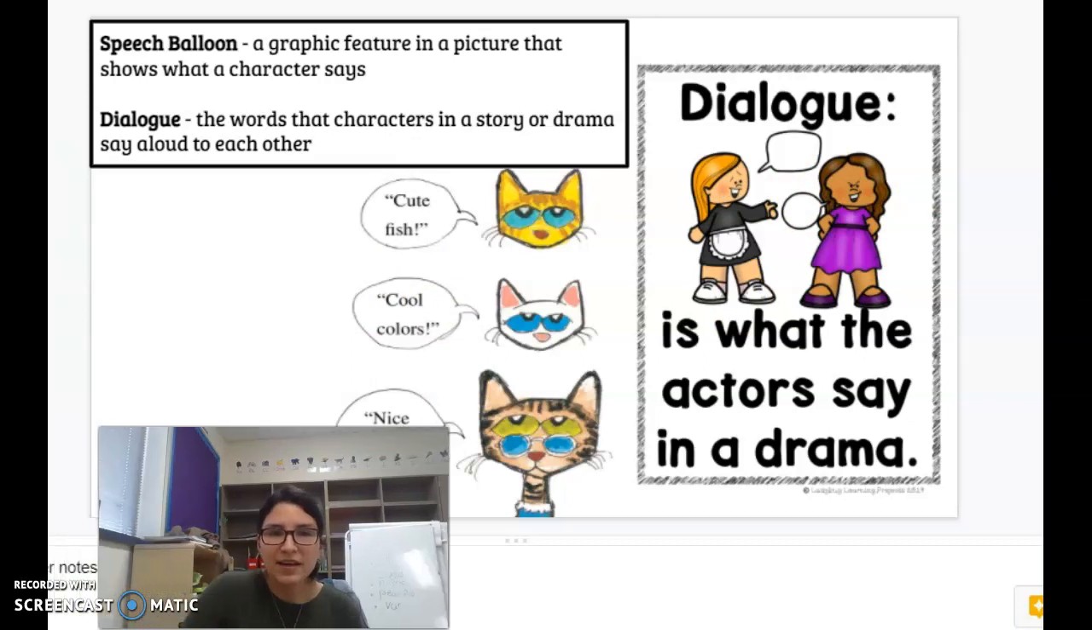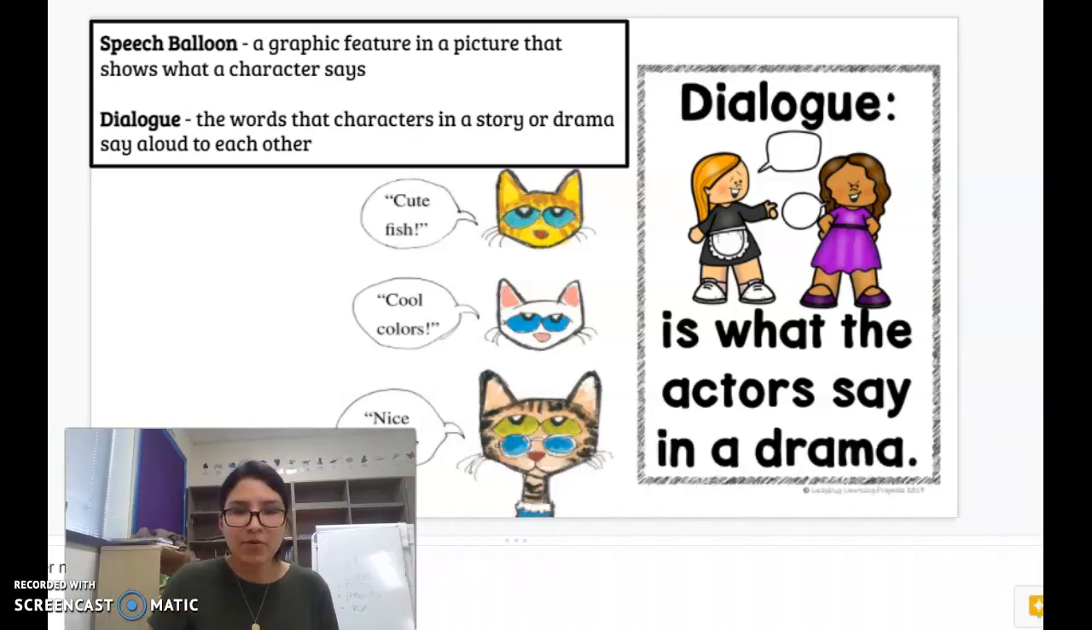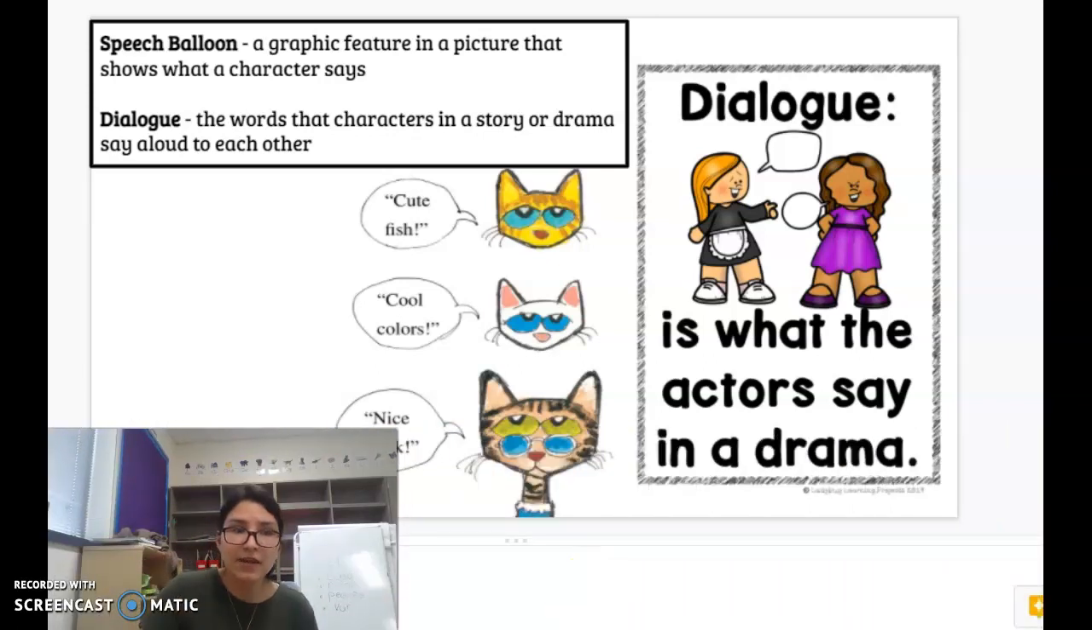And then right here is the speech balloon. Do you see this? So this cat says, cute fish. This cat is saying, cool colors. And then this cat is saying, nice work. So what is this called? Speech balloon. And then what is it whenever characters are talking? Dialogue. Perfect.